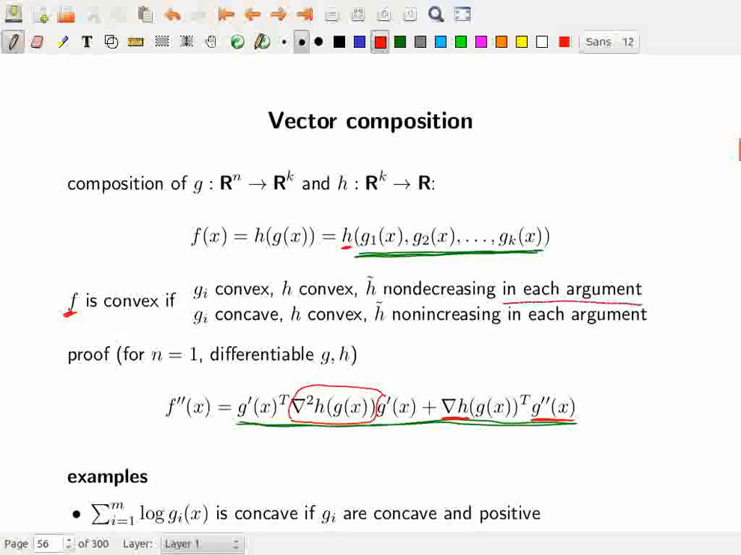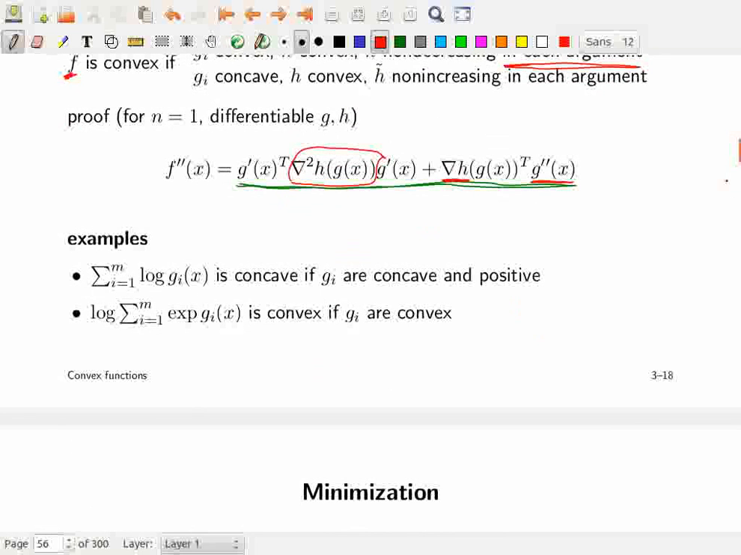Here, in each argument, non-decreasing means if we fix all of the arguments except one, and we change that one argument, the value will be non-decreasing or non-increasing. Okay. And the example here is the sum of log of g_i(x), which is concave if the g_i's are concave and positive, because first we cannot define the log for negative values, and the summation of concave functions will be concave.